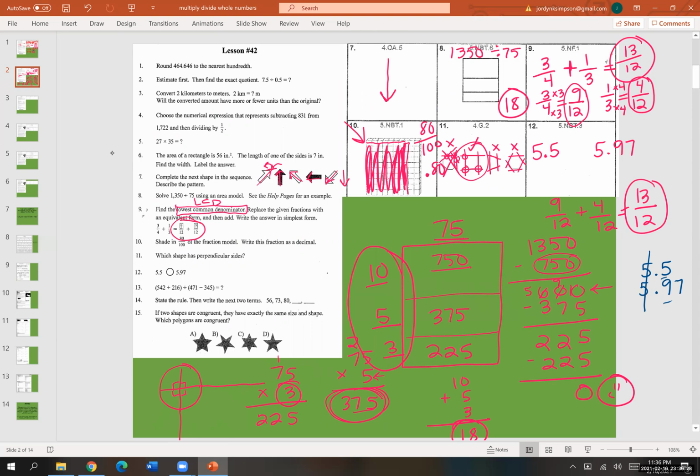So if you do the alligator, your alligator would eat that number, but you also have to know how to say it. So it would be 5 and 5/10 is less than 5 and 97/100.